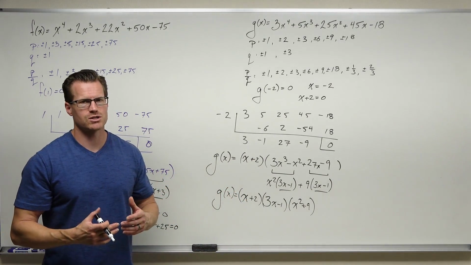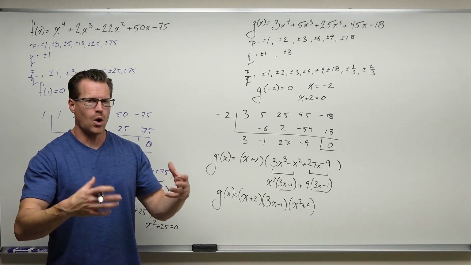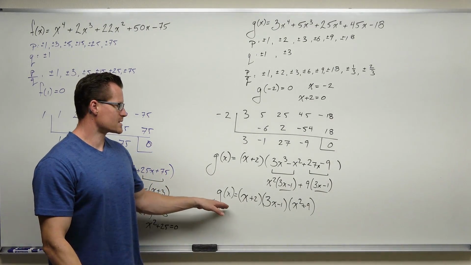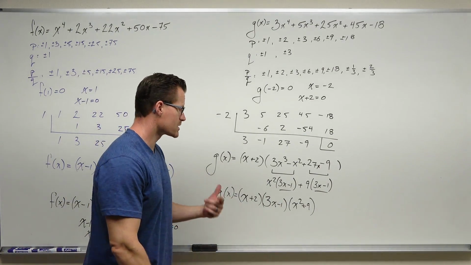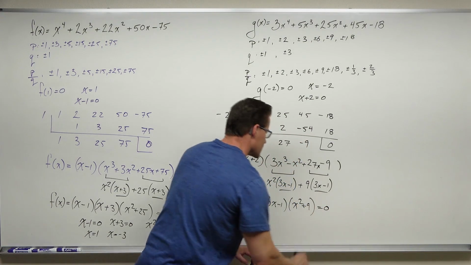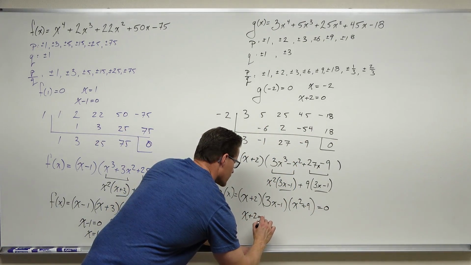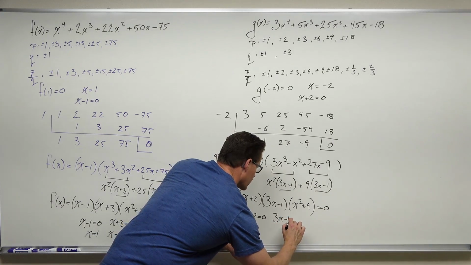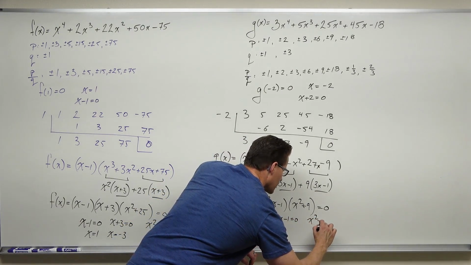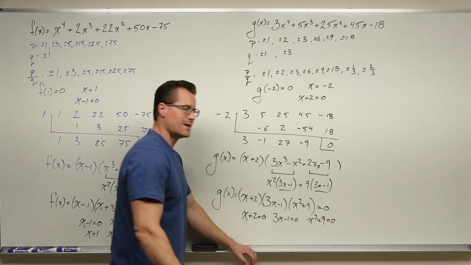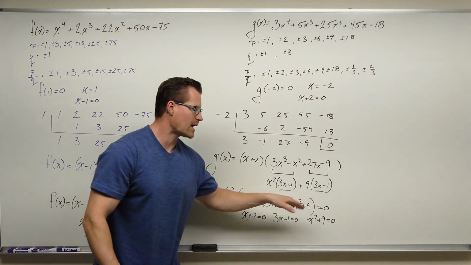But that's not what the question's asking. The question's asking for all of your zeros. And so because this is completely factored over the real number system, we're able to set this equal to 0. And by the zero product property, say x plus 2 would equal 0, and 3x minus 1 would equal 0, and x squared plus 9 would also equal 0. Even though it's a quadratic, that's fine. You can't factor that anymore.